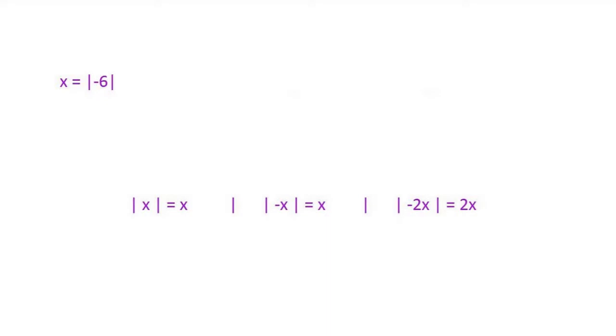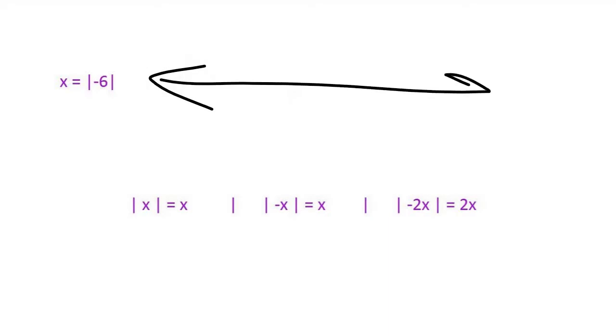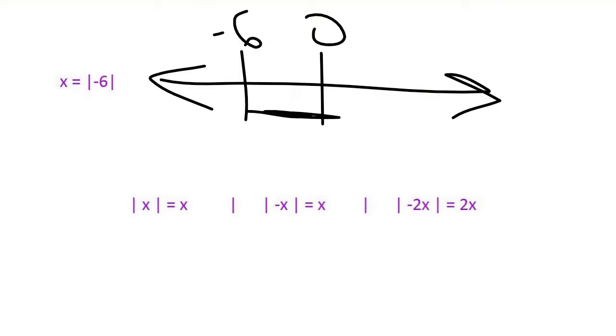Alright, right here we have x is equal to the absolute value of -6. So if we would draw -6 on the number line with 0 right here and -6 right here. Now absolute value can be thought of as the distance away from 0. So the distance from -6 to 0 is 6. So this can be written as x equal to 6.